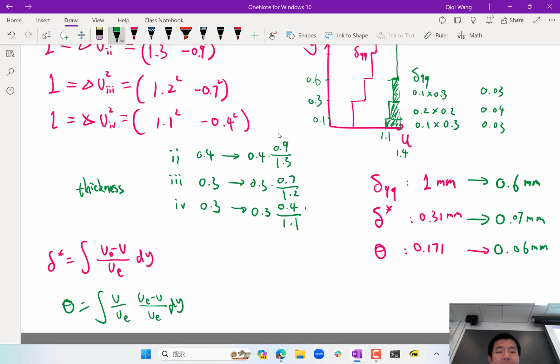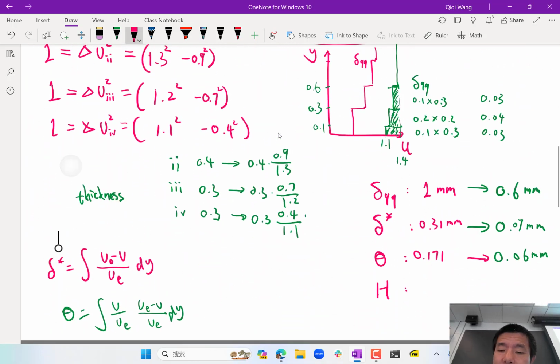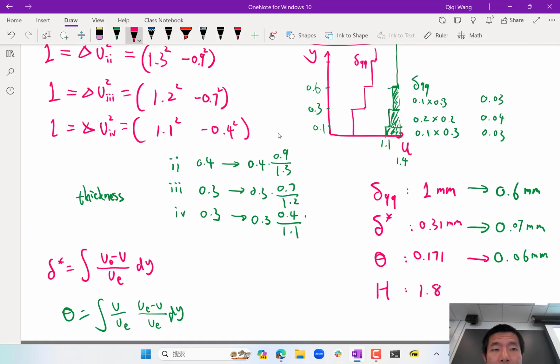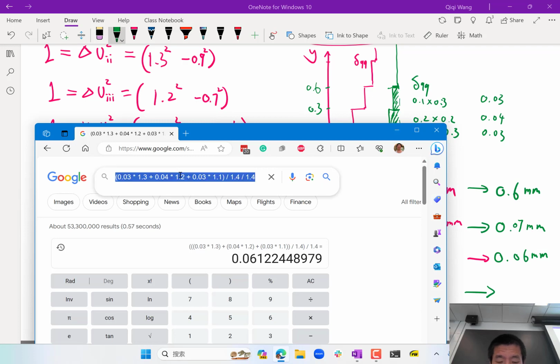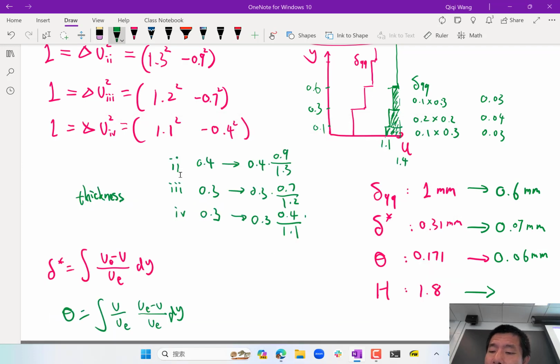All right. So finally, let's look at how my shape factor has changed. My shape factor initially was 1.8, and that has changed to 0.07 divided by 0.06, right? Of course, the number is not going to be very accurate, but we know it has decreased by a lot.